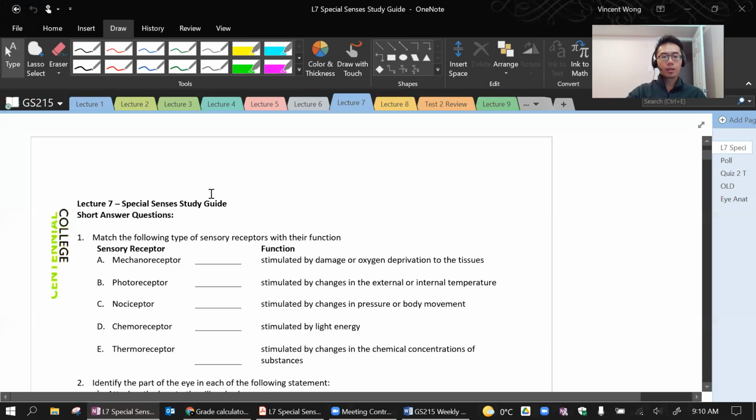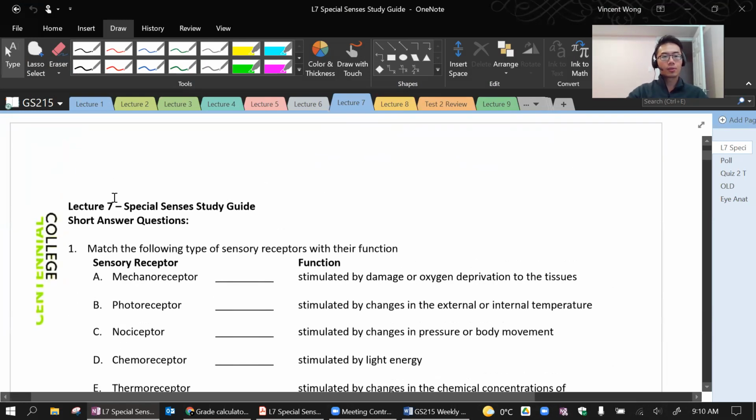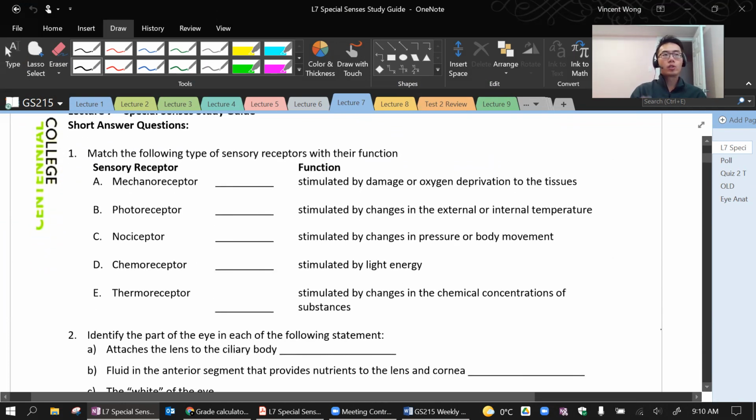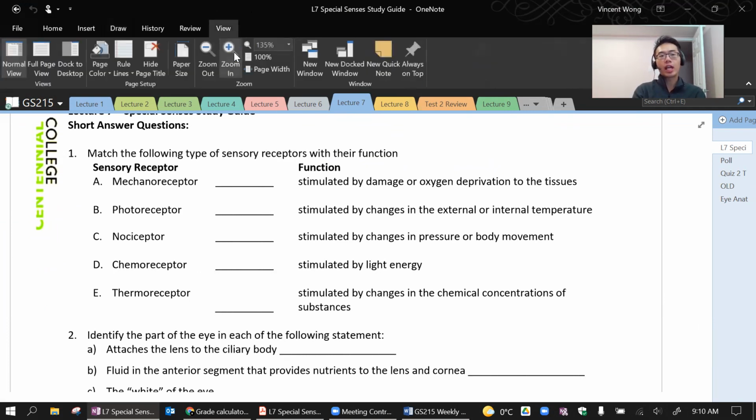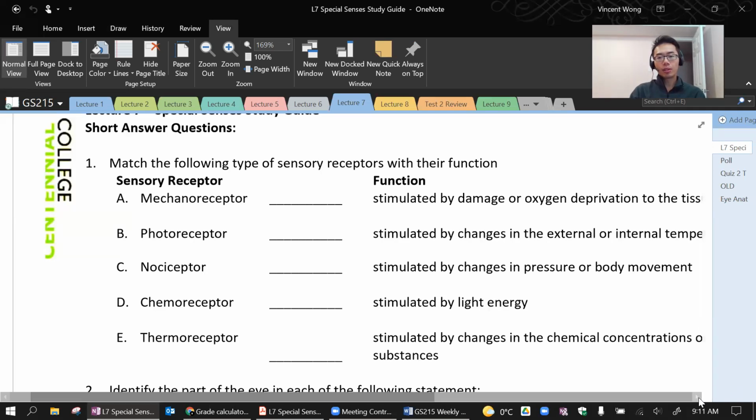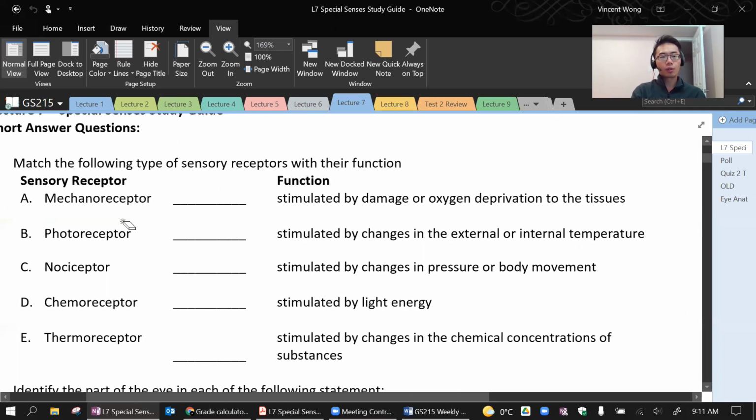No questions. All right, so let's do this. Special senses talks about the various types of receptors we have throughout the body, which will help us detect different triggers, different changes in the environment, external environment as well as internal environment. So starting with the first one here, mechanoreceptor. Actually, you know what? Let's read the definition and look for the answer. It's much easier that way.